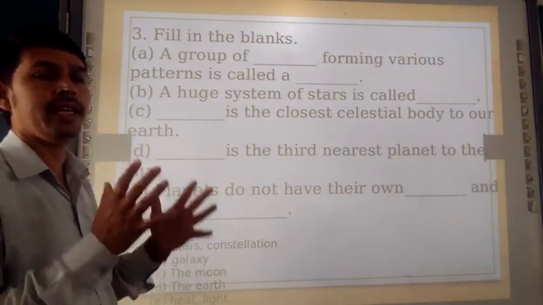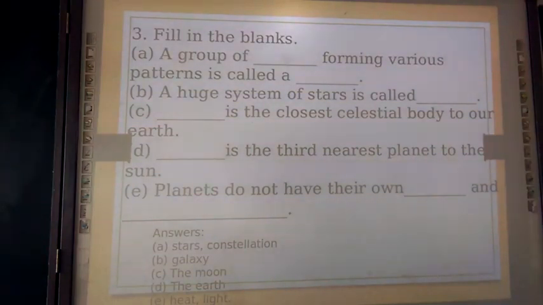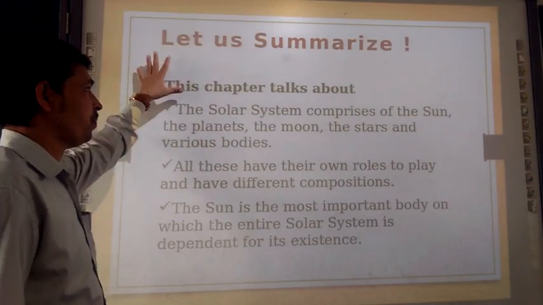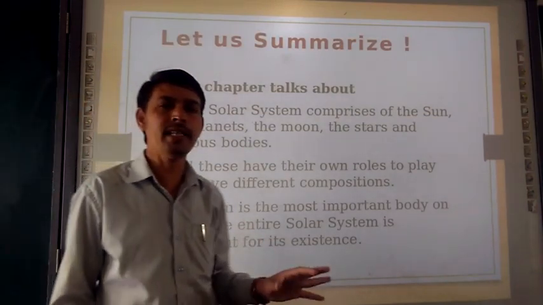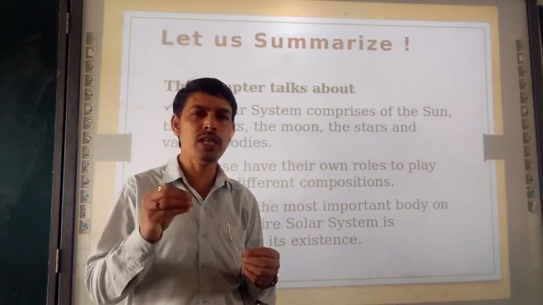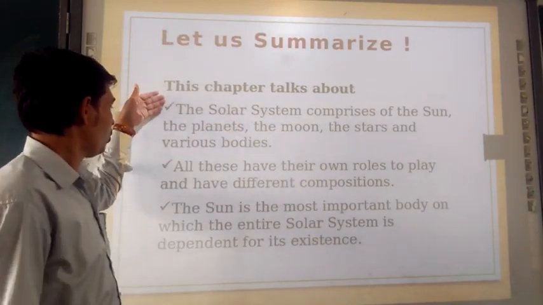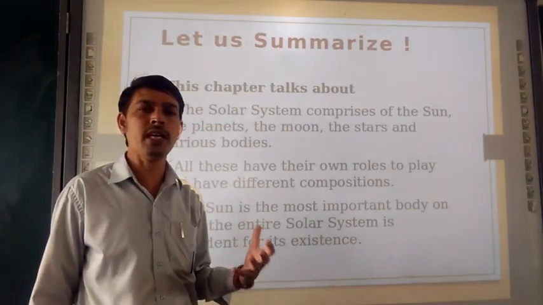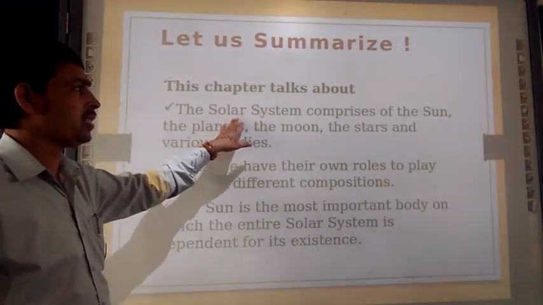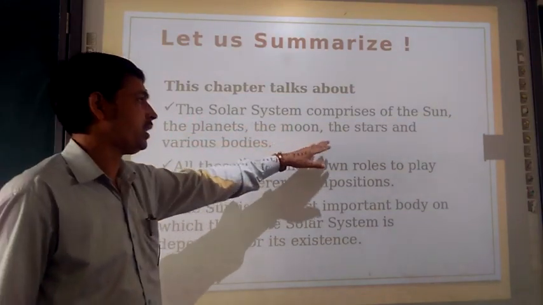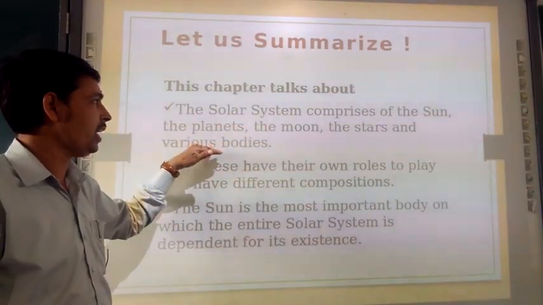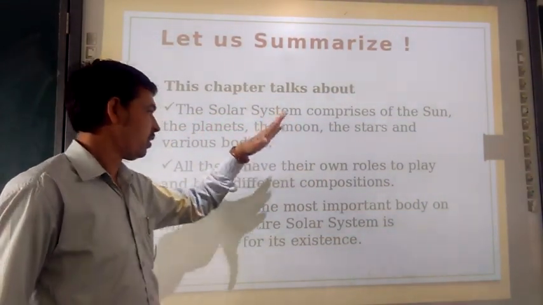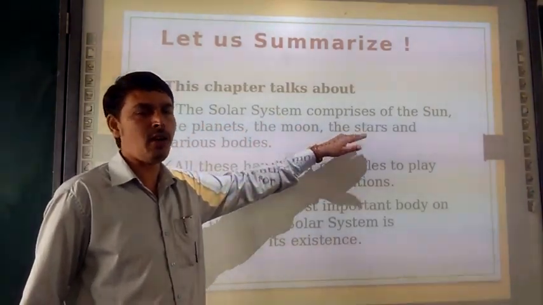Next, moving towards the interesting aside of this chapter. First, let us summarize. So in the summarization, what we had seen in this chapter, we are going to just recapitulate within this 1, 2, 3 part. So this chapter was talking about what? The solar system comprised of the sun, planets and the moon and the stars and the various bodies. In that already we had discussed about the planet, about the earth, about the moon. Right?